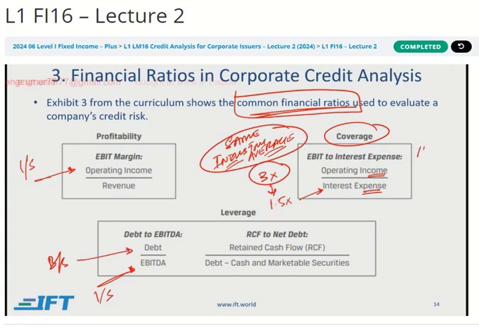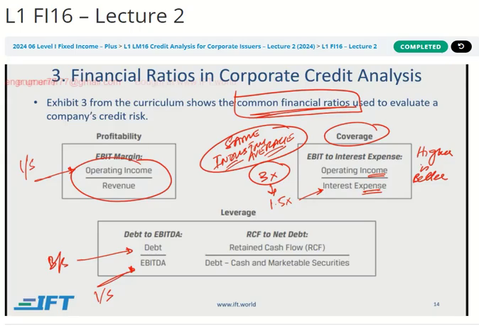And of course, higher is better as far as coverage ratios are concerned, because what you want to see is that the operating income is much more than the interest expense. So even if the income falls, they will still be able to pay the expense, right?